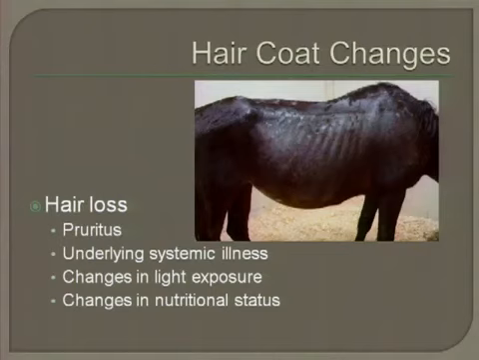Then hair coat changes. Hair coat changes can occur because of pruritus, so self-induced. It can also be due to underlying systemic illness, changes in nutritional status, or changes in UV light exposure. You can guess probably from this picture that nutritional status is at least part of the issue with this horse. Evolution has worked such that if there is an increasing nutritional demand on a horse, the first thing that gets shunted away from is the skin. I don't agree with it, but that's just how it is.